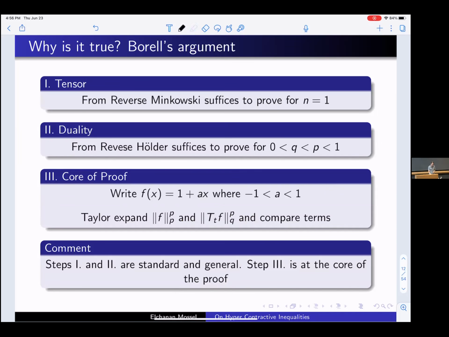So first of all, you can tensorize. Tensorizing means it's enough to prove it in one dimension. In the usual case, you can tensorize because of Minkowski's inequality. You can check that it works out. Here you have the reverse Minkowski inequality. So it's enough to prove it in one dimension.